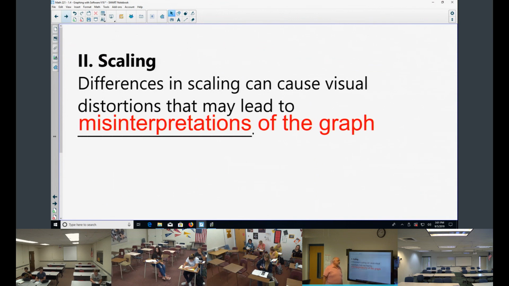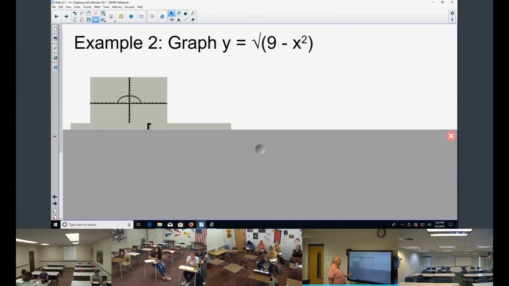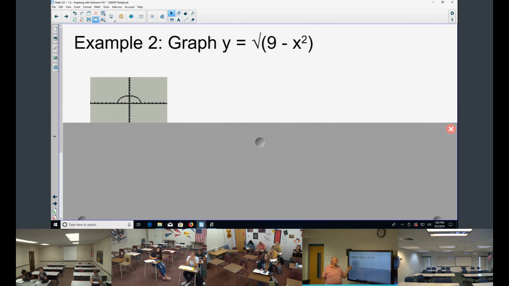All right, scaling. Differences in scaling can cause visual distortions that may lead to misinterpretations of the graph. Okay, so let me give you an example here. So let's say we had a graph. So this is the square root of 9 minus x squared. All right. So I graph that, and so I get this graph right here.